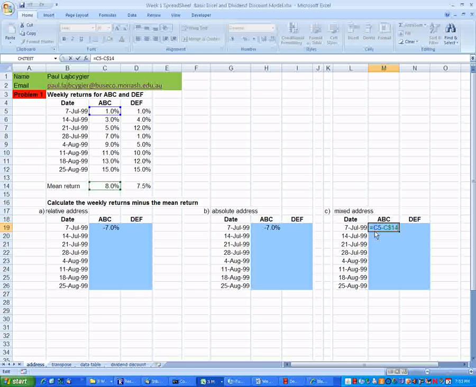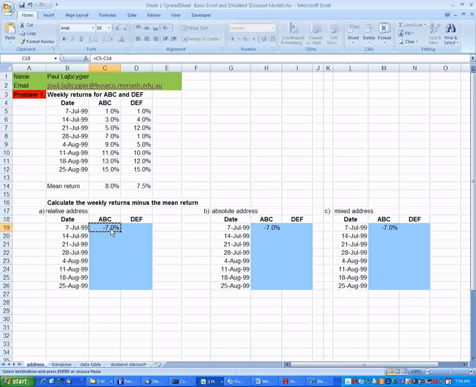And if we look at the next blue block, we have an example of mixed addressing. That is, the mean return for stock ABC, there's no dollar in front of the C, but there is a dollar in front of the 14. What's the difference between these three? How does having a dollar or not on one or the other make a difference when we copy and paste? Well, let's have a look.